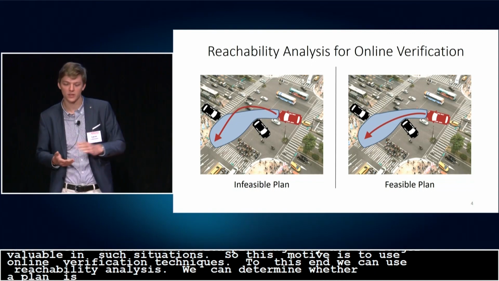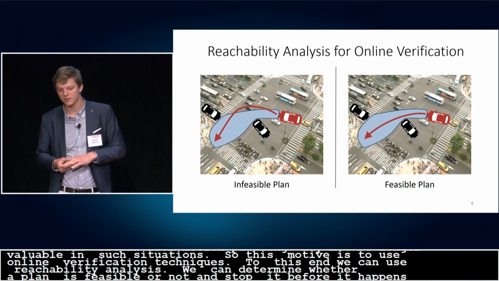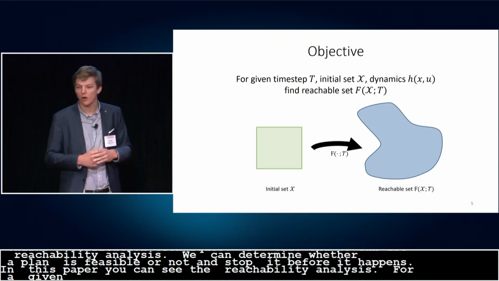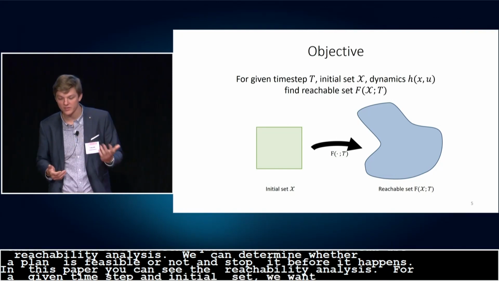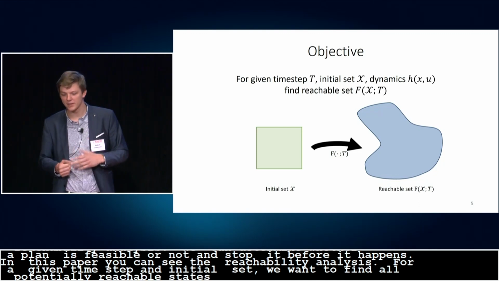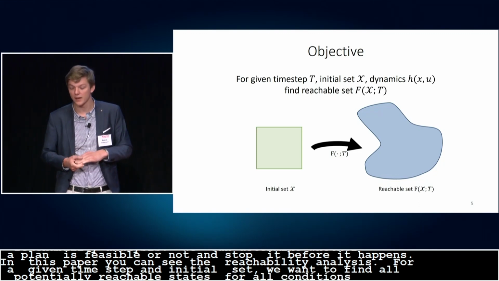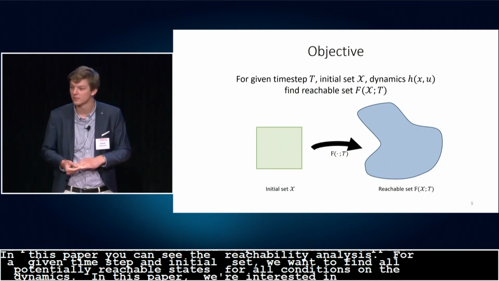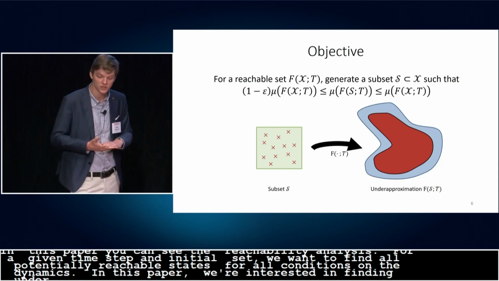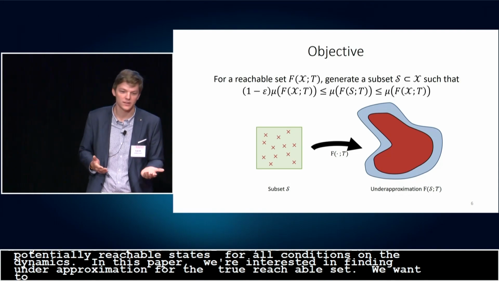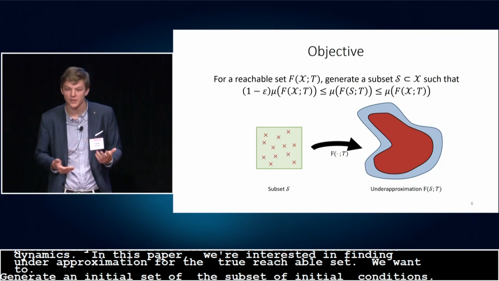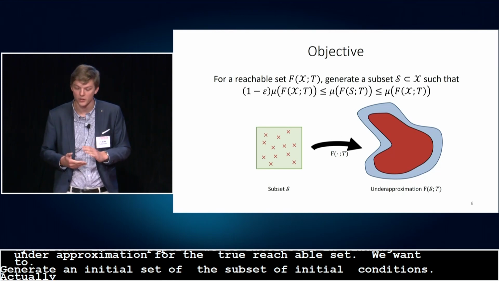So in this paper, we consider reachability analysis. That is, for a given time step and initial set, we want to find all potentially reachable states from some set of initial conditions under some assumptions on the model of the dynamics. And in particular, in this paper, we're interested in finding an under-approximation to the true reachable set. That is, for every reachable set, we want to generate a subset from the initial set such that the reachable set of the subset of initial conditions actually is a good approximation in terms of the multiplicative error 1 minus epsilon in terms of the volume.